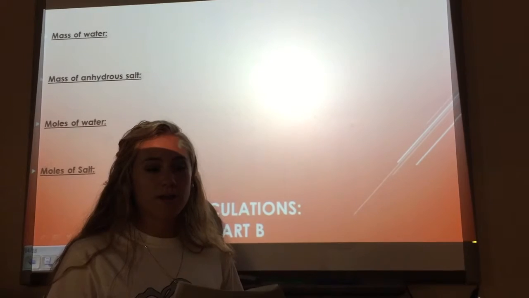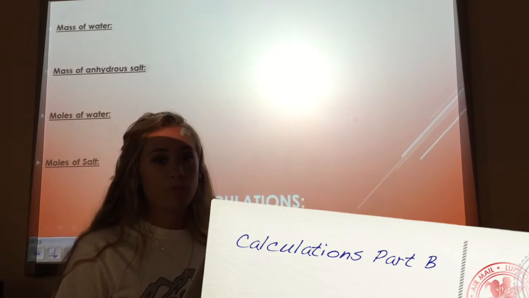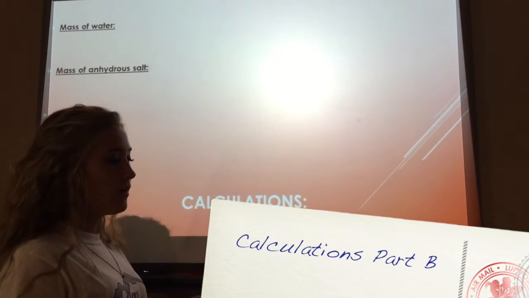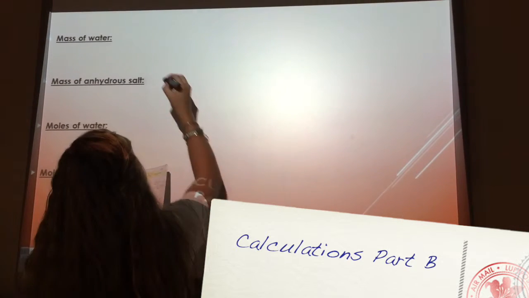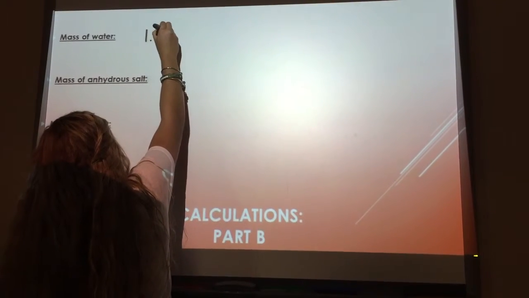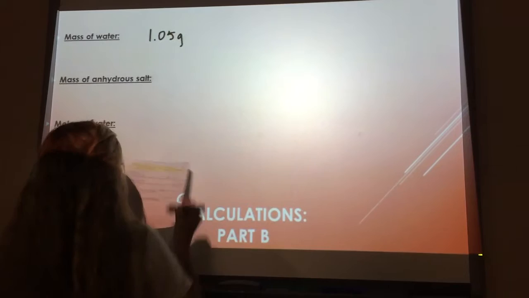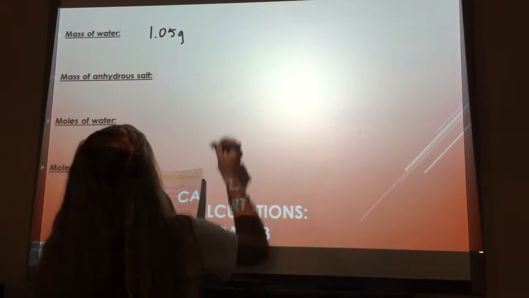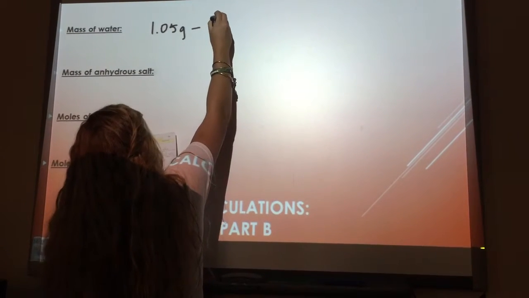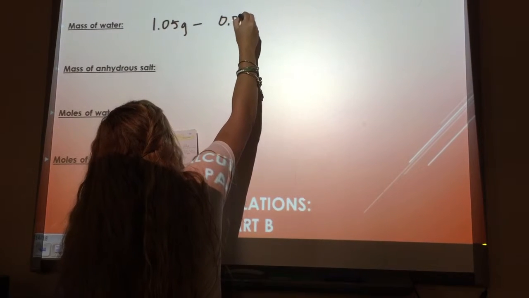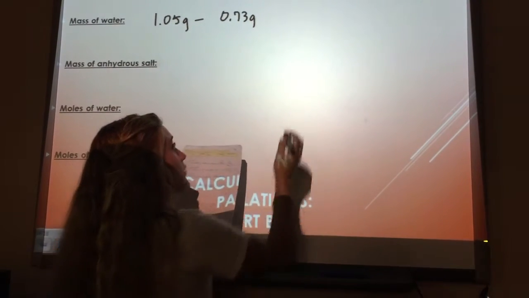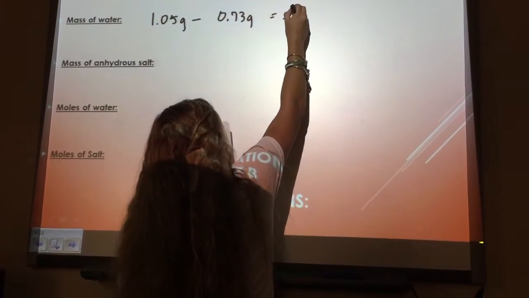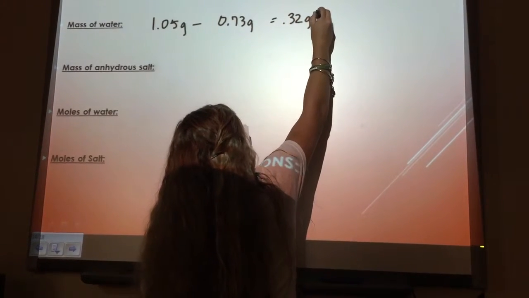For part B of our calculations, we had to find the mass of water. So to do this, we had to take the mass of our hydrate, which was 1.05 grams, and subtract it with our mass of our anhydrous salt, which was 0.73 grams. Meaning that our water amount was 0.32 grams.